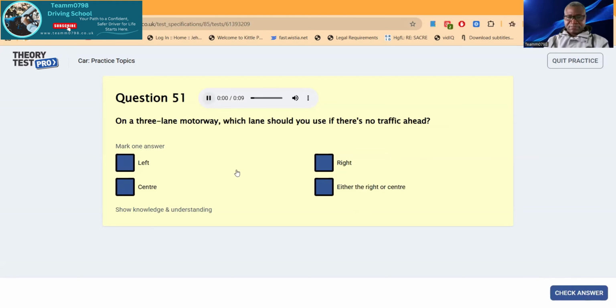On a 3-lane motorway, which lane should you use if there's no traffic ahead? Left, right, center. Either the right or center. Okay. Left-hand lane.